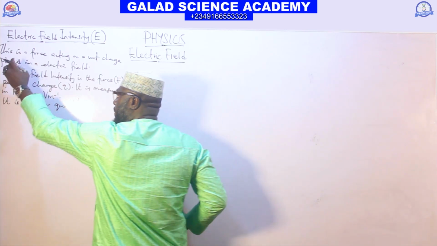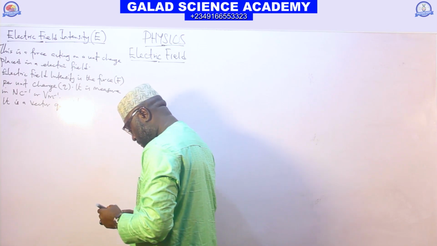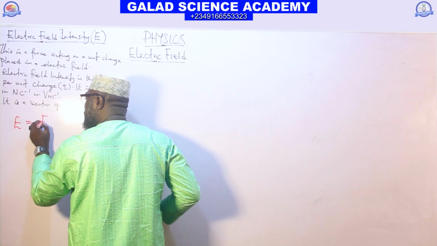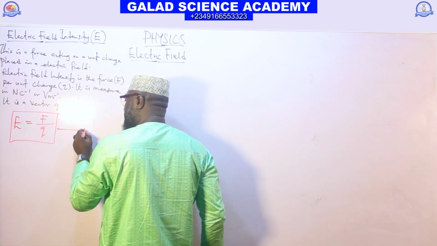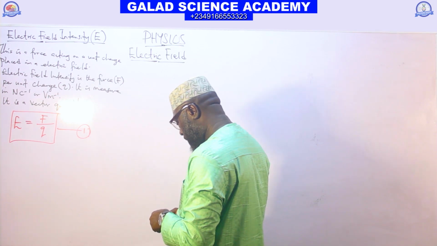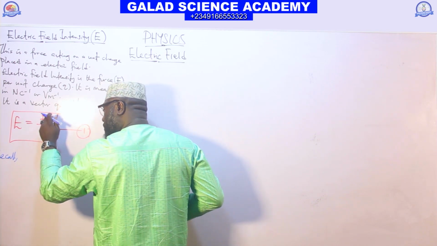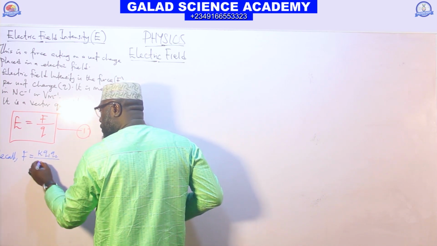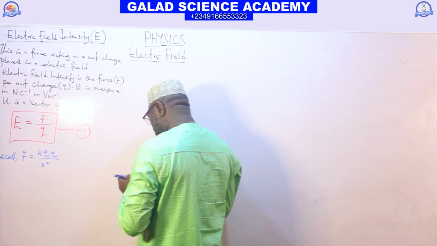Mathematically, the field intensity E is equal to force per unit charge. This is the formula for electric field intensity. You can call it Equation 1. Now recall that from Coulomb's law, this F is equal to K Q1 Q2 over R square. Substitute for F in equation 1.